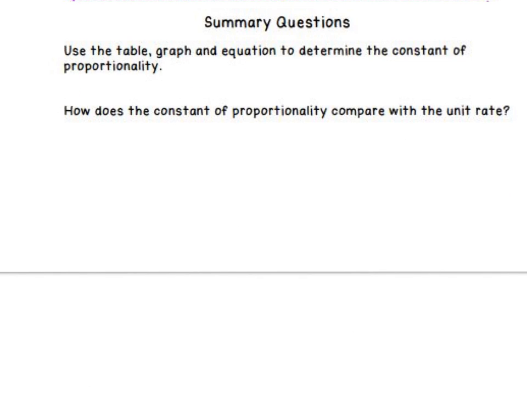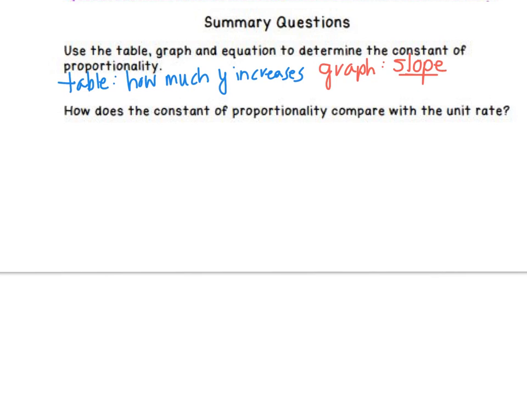So we looked at how we could find the constant of proportionality in a table, graph, and equation. So in a table, the constant of proportionality is how much y increases. In the graph, the constant of proportionality is what we call the slope. We're going to talk more about this word later. And then in the equation, the constant of proportionality is the number in front of x.